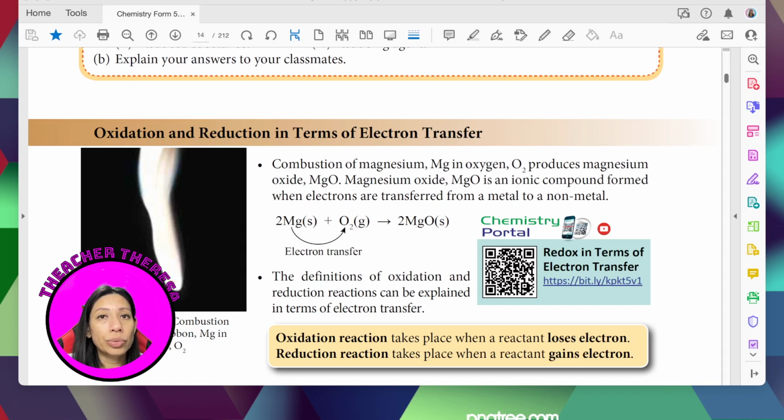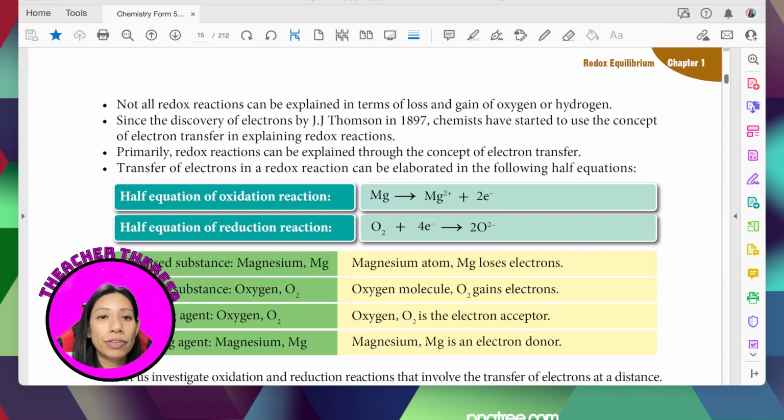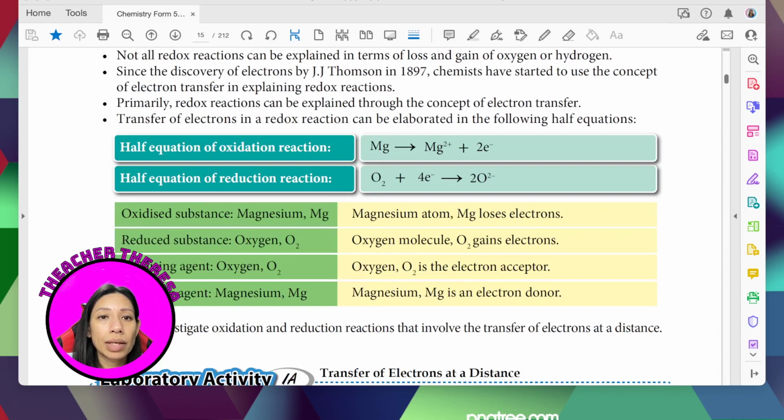How am I sure? Because I see there's metal and I see non-metal. When metal and non-metal react, it has to be an ionic equation. So ionic equation involves transfer of electrons. So this is your half equation: magnesium becomes magnesium ion by donating 2 electrons.